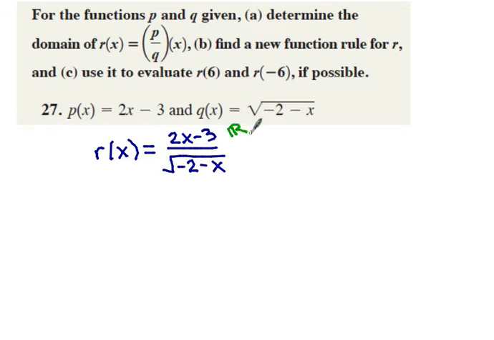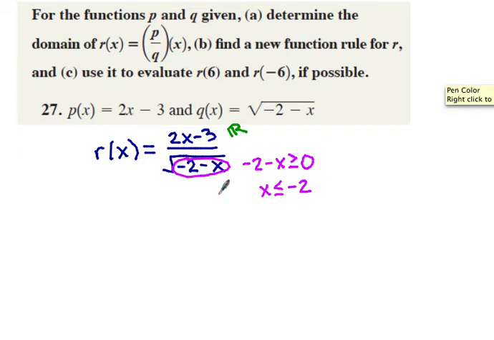So on top, we got all real numbers. On the bottom, this is our square root function, so I want to take that stuff and make it non-negative. So I know that negative 2 minus x has to be greater than or equal to 0. If I add x to both sides, I'll see that x needs to be less than or equal to negative 2. That becomes my domain.